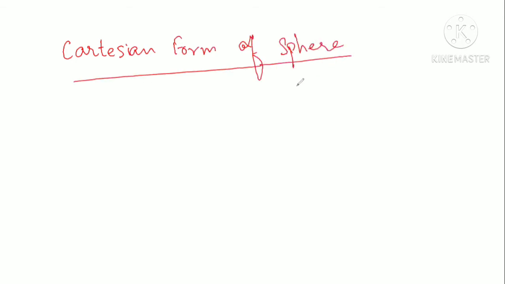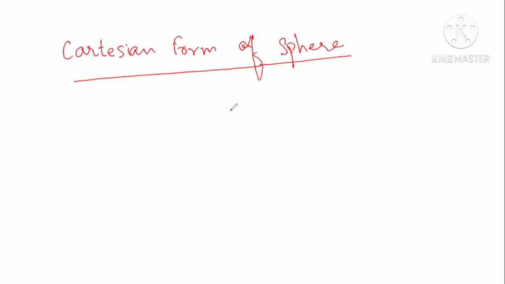Now continuing further, we come to the Cartesian form of sphere. So now we need to find the Cartesian form of sphere.